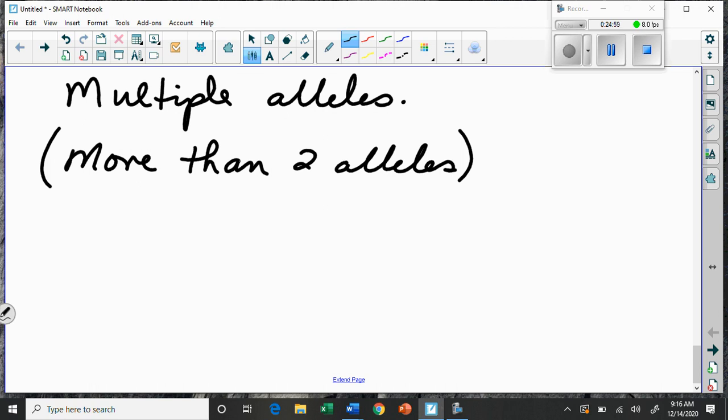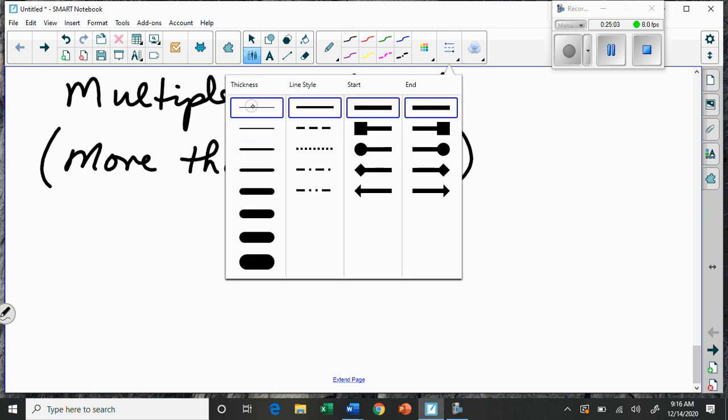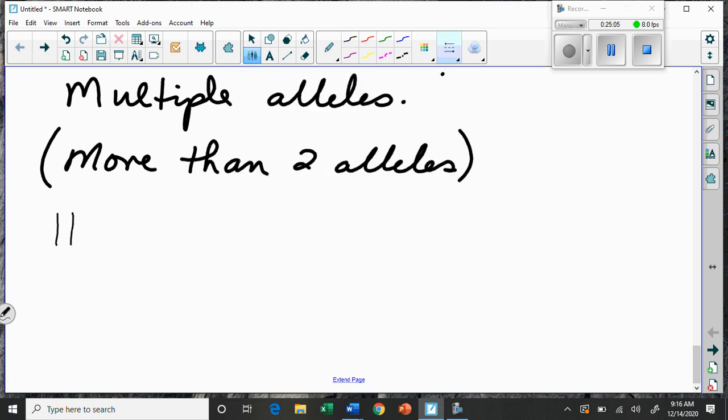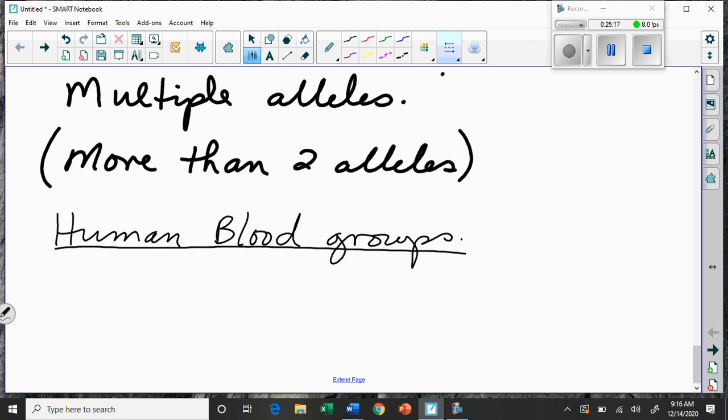And the best example of multiple alleles is the human blood groups, or at least it's a commonly known example. They follow a multiple allele situation. Human blood groups. Okay, so here are the alleles. Here's what you can get. They use an I as the base letter.